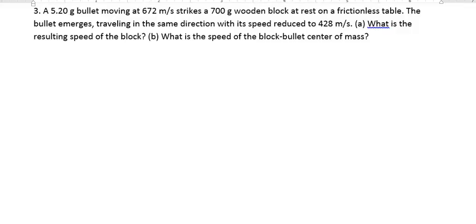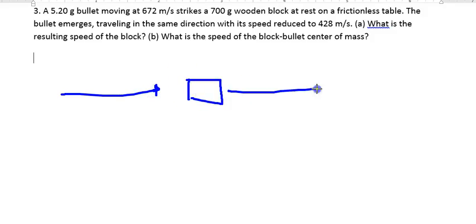All right, exam 4, problem 3. We have a bullet moving along at 672 meters per second, and then it hits and passes through a block resting on a frictionless table, and after the fact it's moving at 428, so it goes from 672 to 428, right? And it's this 700-gram block, and the question is, what is the resulting speed of the block after the fact?